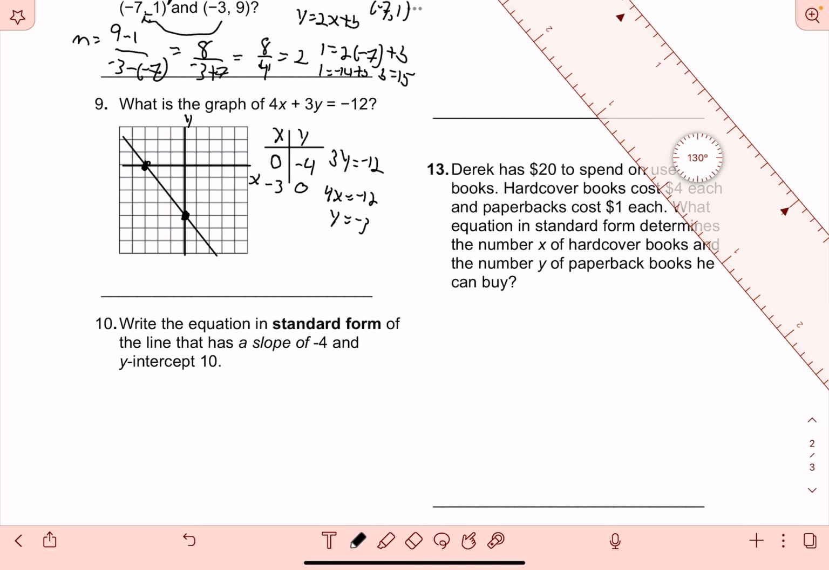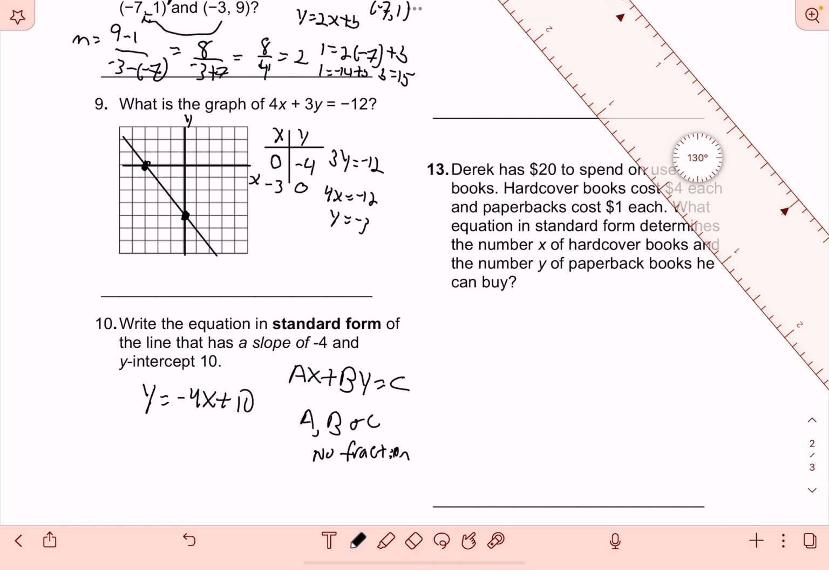Now, they say write the equation in standard form of the line that has a slope of negative 4 and y-intercept of 10. So I'm just going to put it into slope-intercept form. Standard form is like this: ax plus by equals c, where a, b, and c are not fractions. No fractions. So basically for this problem, there is no fraction. So all we got to do is make sure x and y get to the same side. So I'm just going to add 4x to both sides. And you have that. Okay.